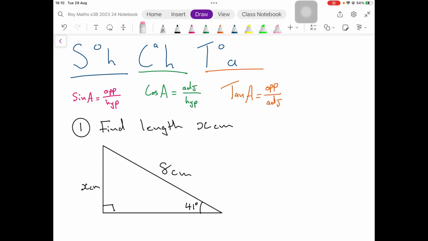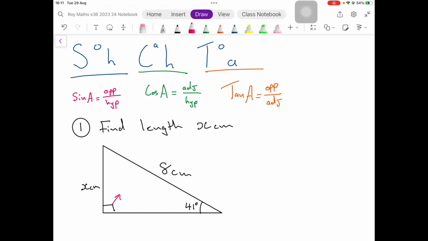Hi everyone, today we're going to have a wee recap on how we can use sohcahtoa to find a missing length in a right angle triangle. Now, in our first example here, we need to find the length x. So after doing our sketch, we're going to label the sides of the triangle.